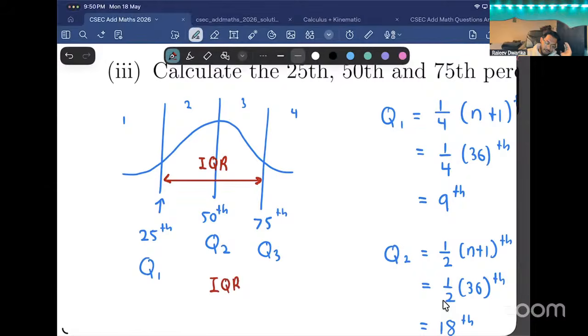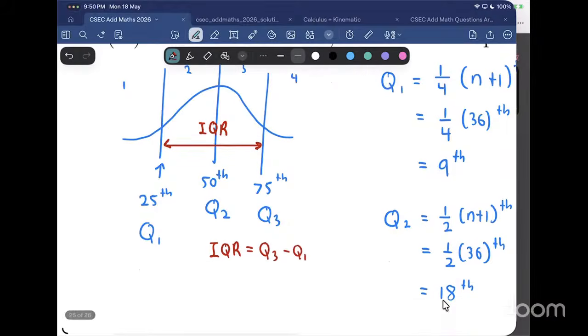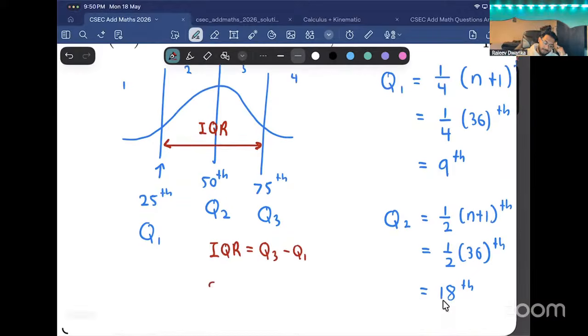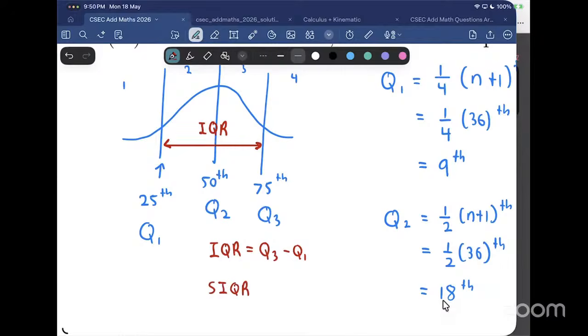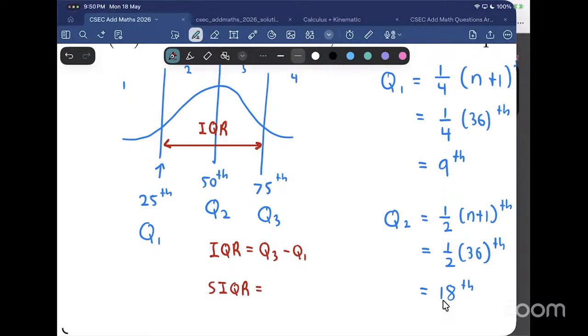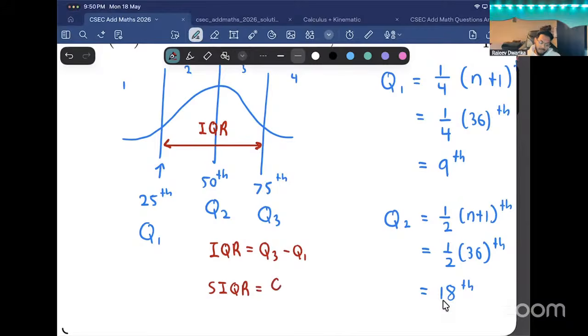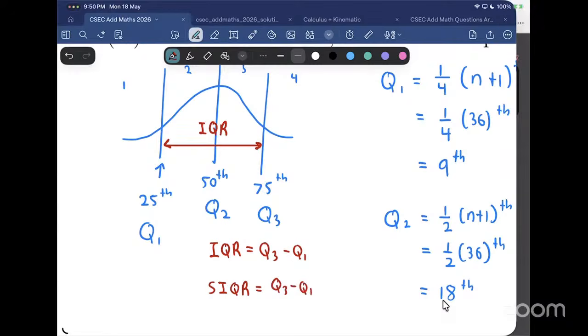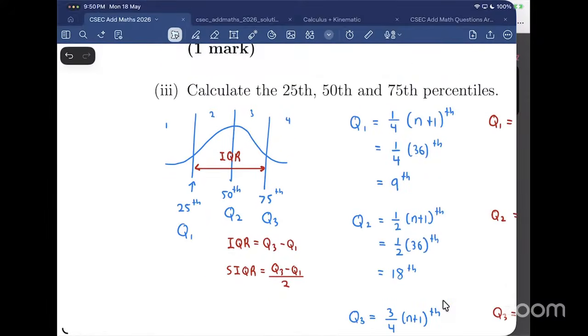So IQR is just going to be Q3 minus Q1. And if that is IQR, what do you suppose semi interquartile is? I guess Q4 minus Q1. Nah, there's no Q4. So it would just be Q2? Nah. When you hear semi, what do you think about? Half. So maybe it'll be half of whatever your answer is. Correct. So it's just gonna be Q3 minus Q1, divided by 2.